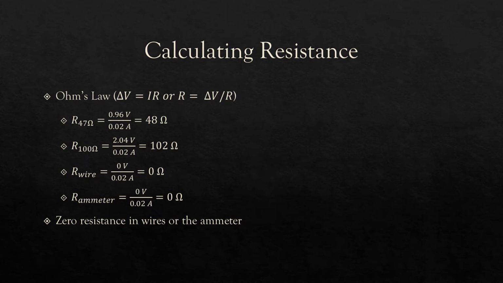Calculating resistance. To do this, we have Ohm's law, which states that delta V is equal to current times resistance, or resistance is equal to change in voltage over current. For the resistance of the 47 ohm resistor, we get 48 ohms. For the 100 ohm resistor, we get 102 ohms. For the resistance of the wire, we get 0 ohms. And for the resistance of the ammeter, we get 0 ohms as well. There is 0 resistance in the wires or the ammeter.